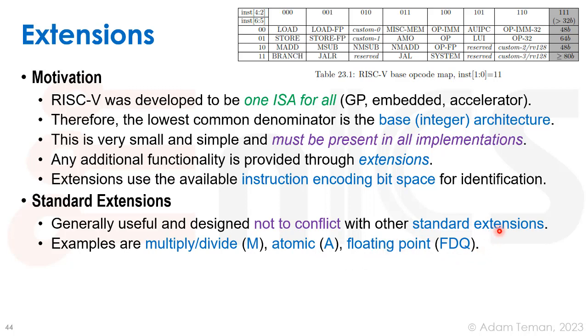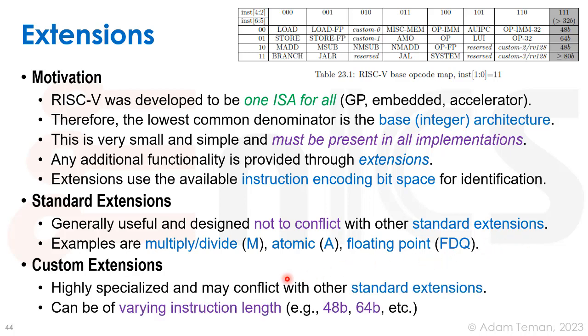However, if you want to do something special for your specific accelerator or a specific ASIC, you can make custom extensions and overwrite some of the opcode space that is used for these things. And they can be highly specialized. They can conflict with other standard extensions and so forth.